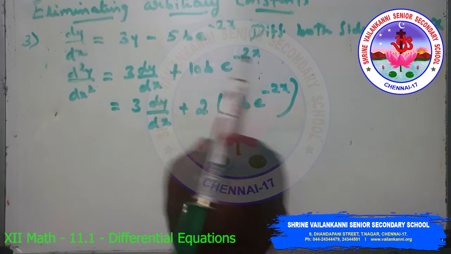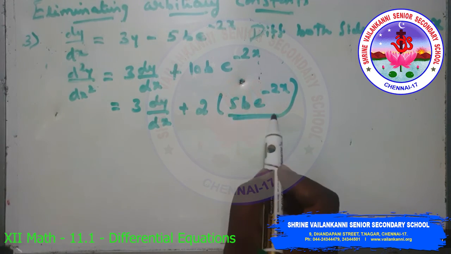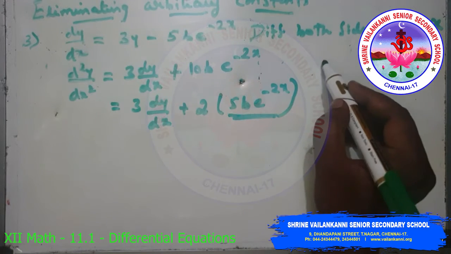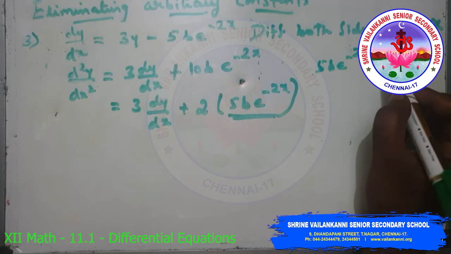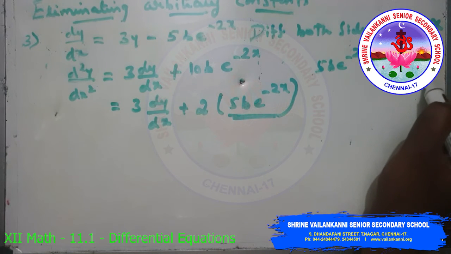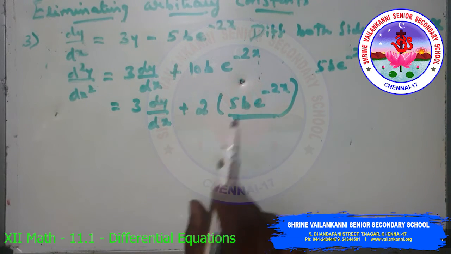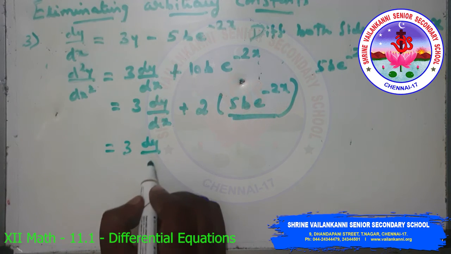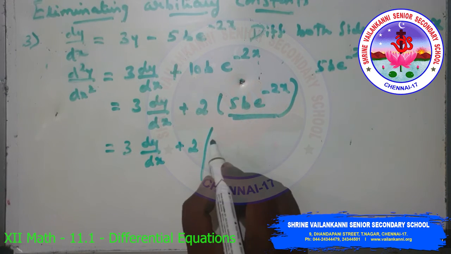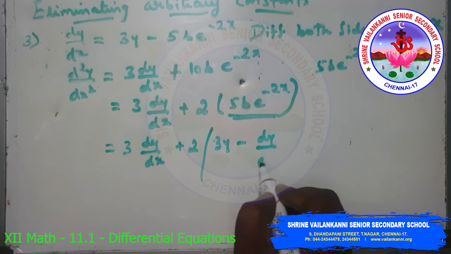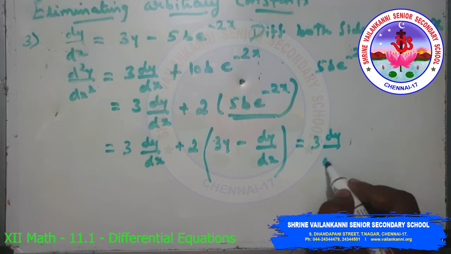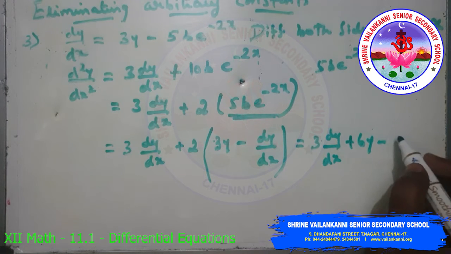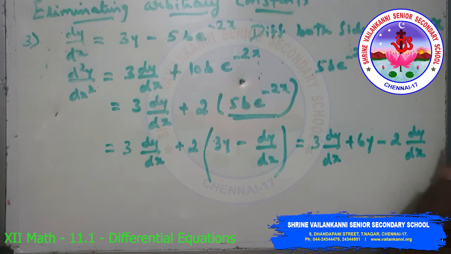So we can replace 5b e power minus 2x from this equation. So 5b e power minus 2x is equal to 3y minus dy by dx. So we can substitute the value of this here. So we get 3 into dy by dx plus 2 into 3y minus dy by dx. Simplifying this, it is equal to 3 into dy by dx plus 6y minus 2 into dy by dx.